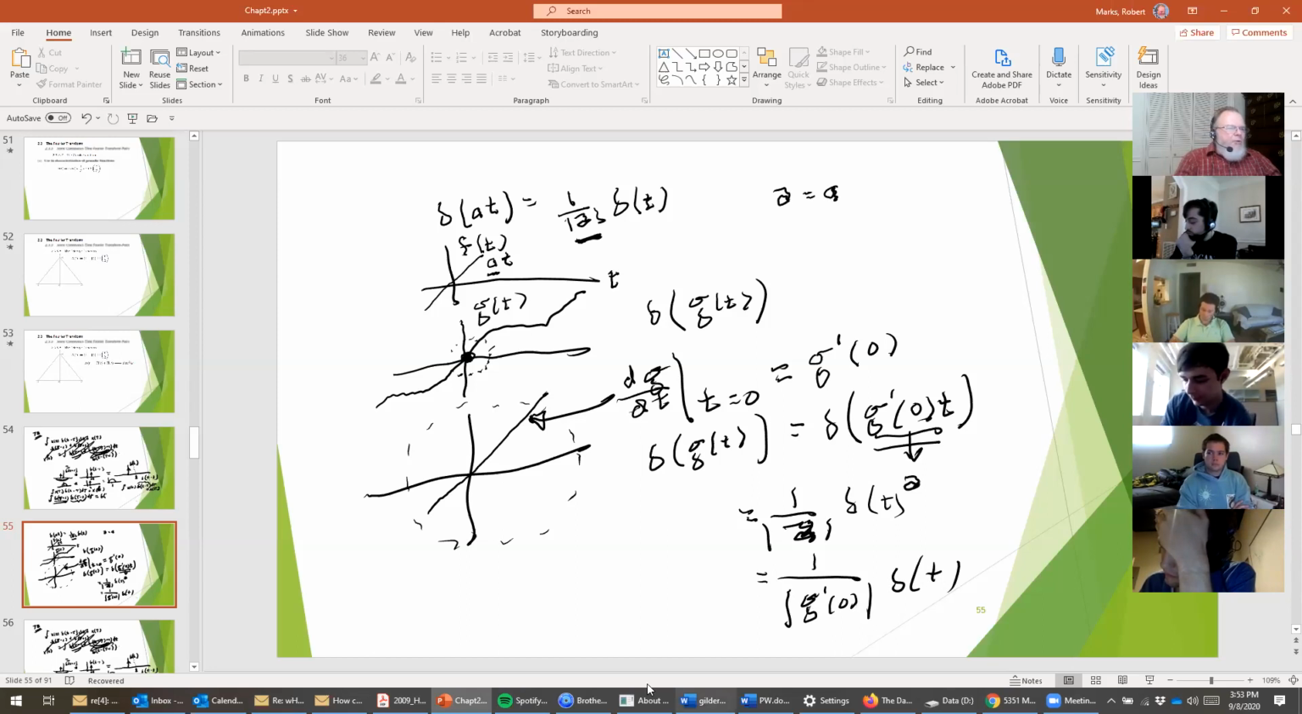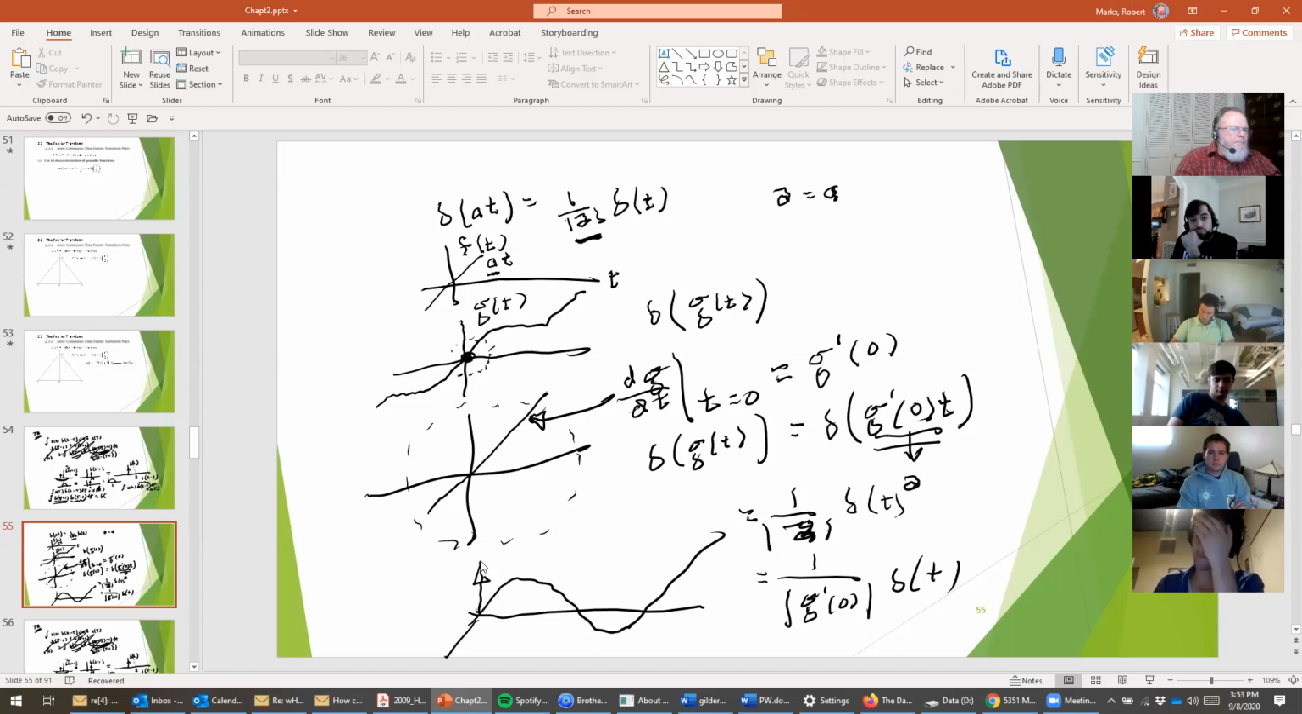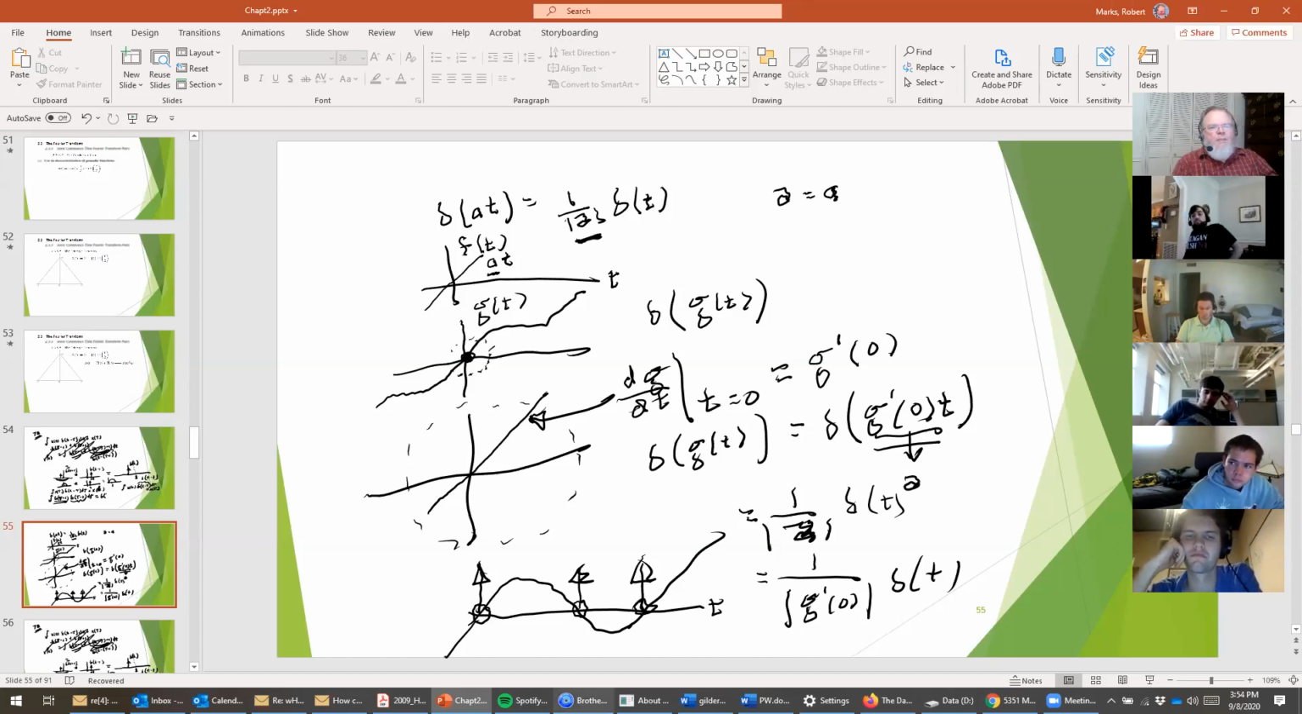Now, what happens if you have a really funny signal which goes through 0 here, goes through 0 here, and goes through 0 here, something like this? Well, here you're going to have 3 delta functions. Every time it goes through a 0, you're going to have a delta function. And that delta function is going to, in each case, be determined by the slope of the line that goes through the t-axis. So here we're going to have 3 delta functions.